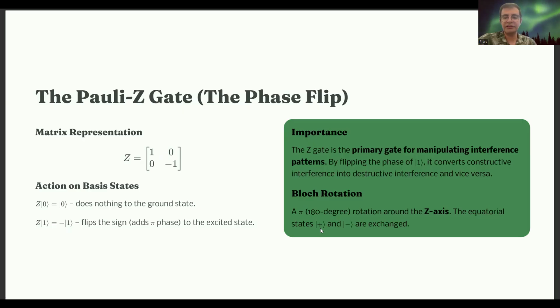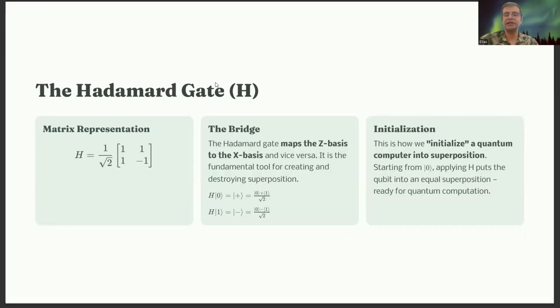And if you are, for example, in the state plus, and you apply a Z gate, it takes you to minus. The Hadamard gate is extremely important, and it actually creates the superposition. If you apply it to state 0, it will take you to state plus. If you apply it to state 1, it takes you to state minus. And usually this is the first gate that we apply in quantum computers, because it takes us from the initial state to the superposition state.